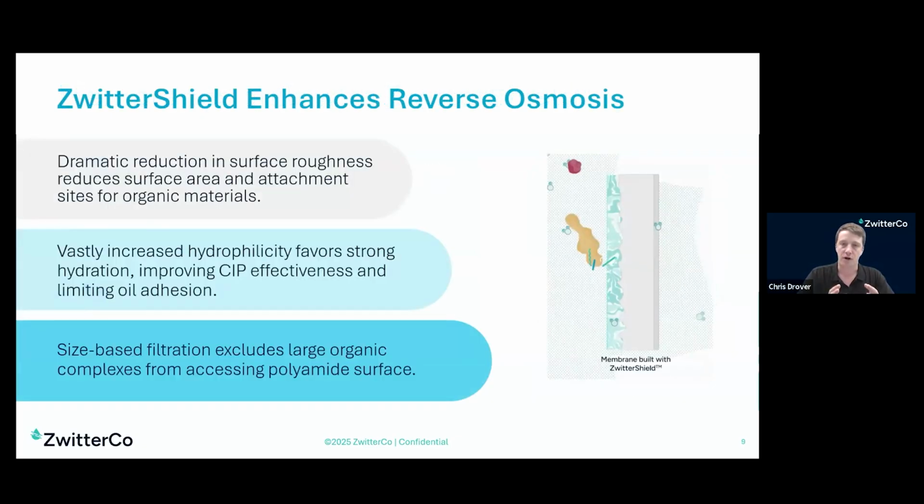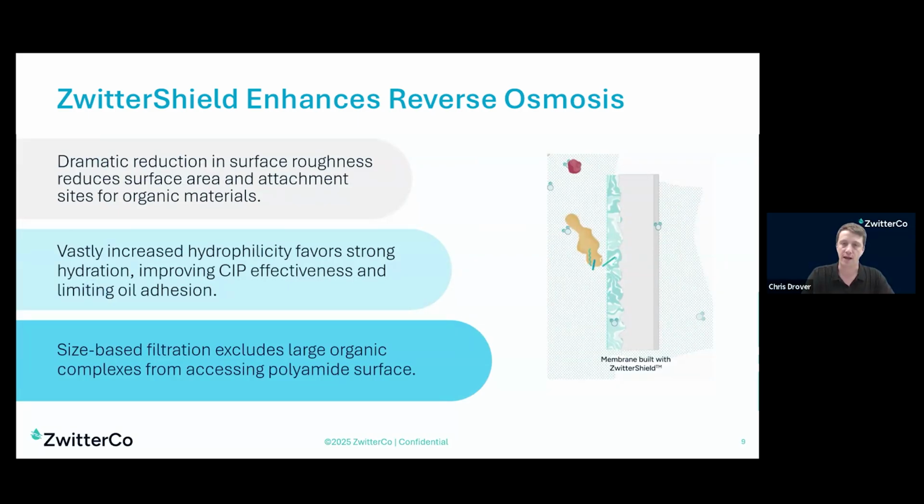Our initial focus for ZwitterShield has been on brackish water RO. And this made a lot of sense for us because brackish water RO is one of the core building blocks of wastewater reuse, surface water treatment, and these other use cases where organic fouling is a really big concern.